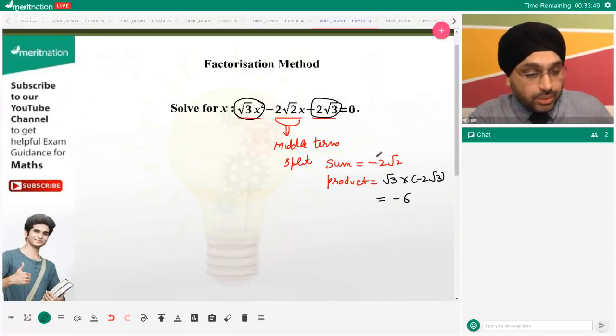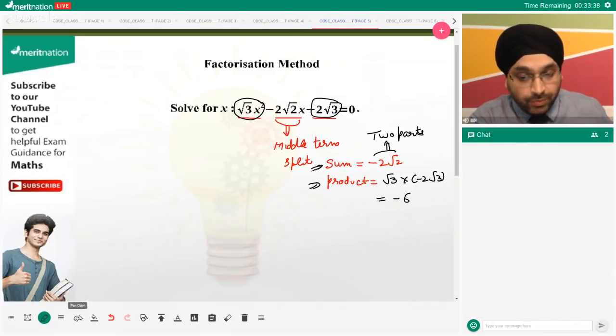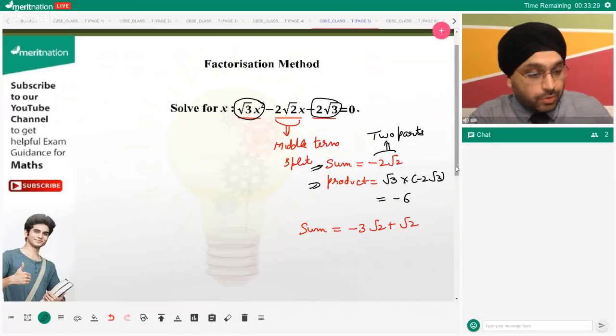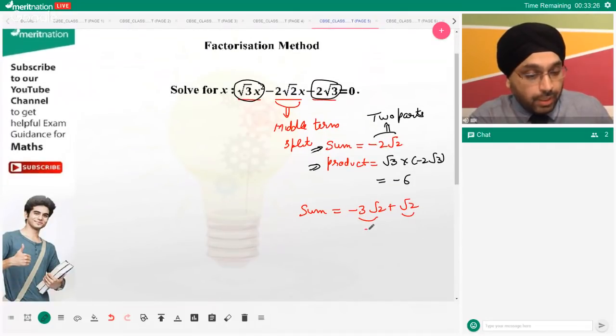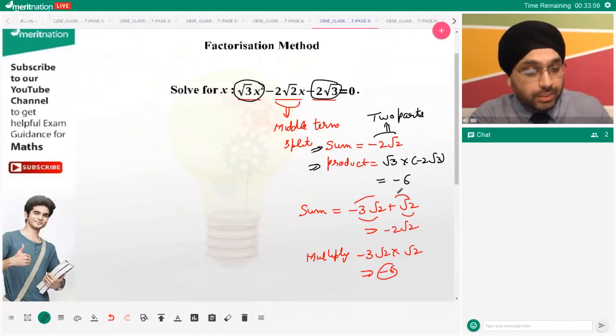Now, this means we just need to split this sum into two parts in such a manner that it satisfies both the sum and the product. So let's see how we can split it. We can write the sum as minus 3 root 2 plus root 2. Why? If you check it very clearly, when you add these two, it will come out to be minus 2 root 2 only. So it satisfies the sum. Now, if you multiply minus 3 root 2 into root 2, it will come out to be minus 6. So when you split the sum in these two parts, it will satisfy both the conditions.